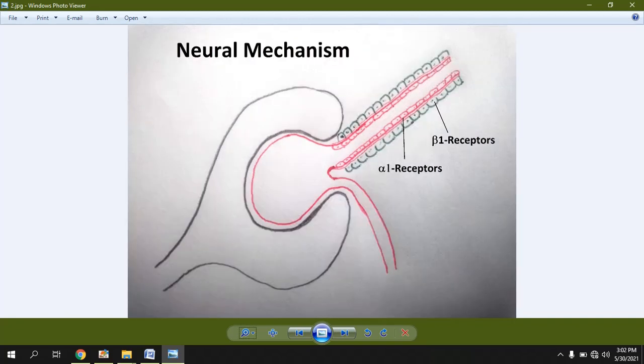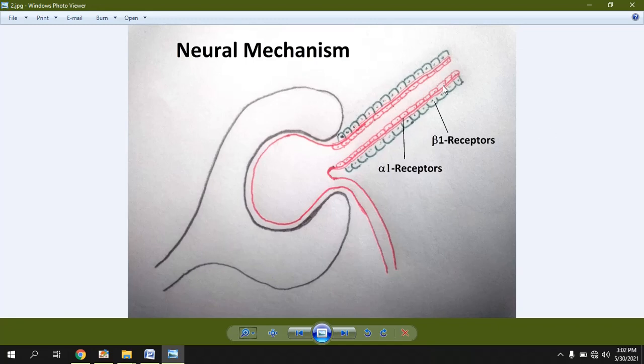The second mechanism is the neural mechanism, the mechanism by which the blood pressure and the GFR are modified with the help of the nervous system, with the help of neurons. That is called the neural mechanism through the kidney.